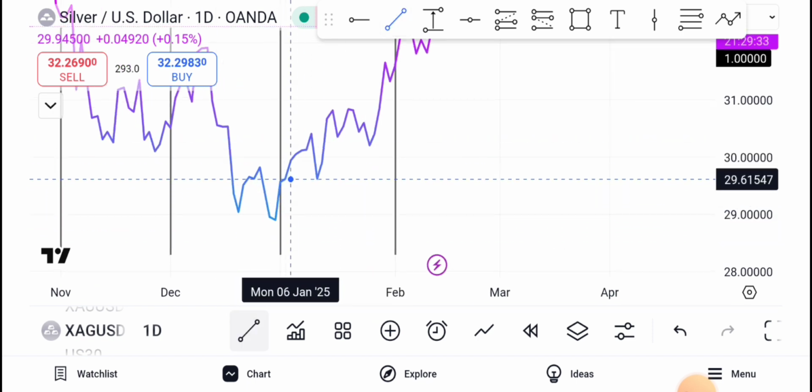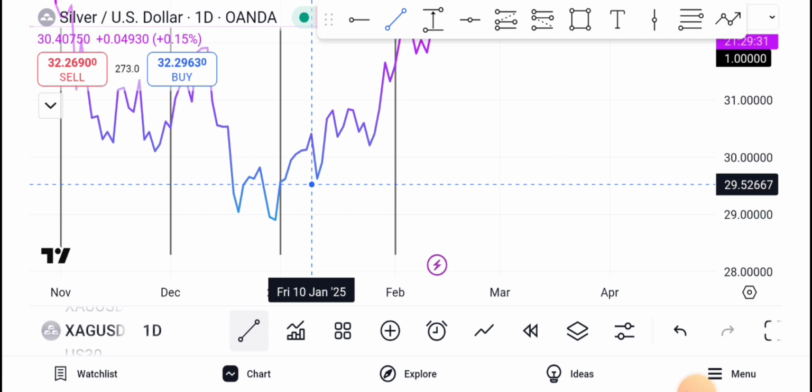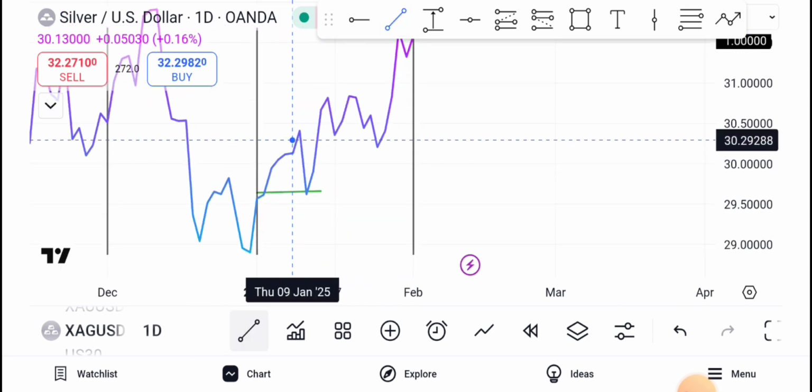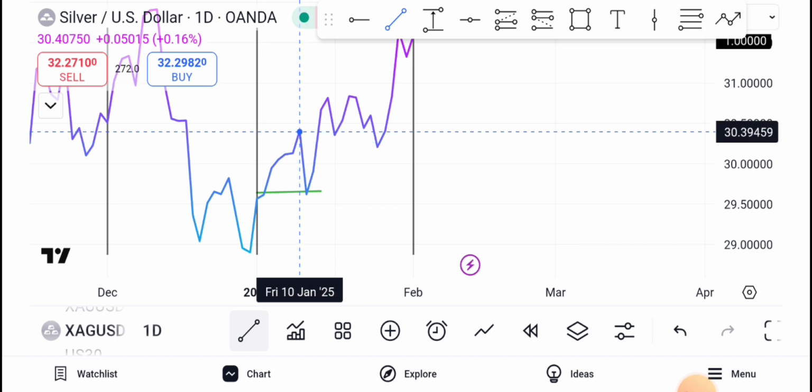Market went up, created this curve, went up, came back to retest the curve. You see how easy it is. Created this high, price came back to retest this high.